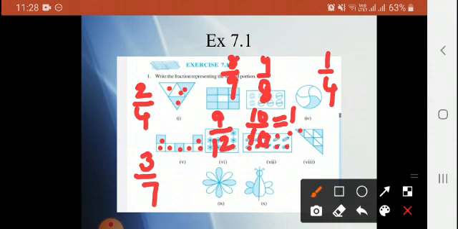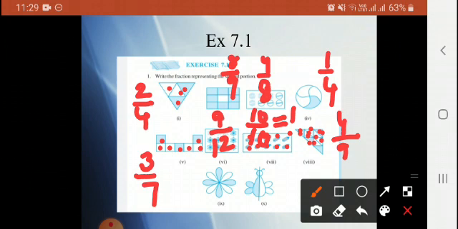Eighth part, count the total number of equal parts into which the figure is divided. It is 1, 2, 3, 4, 5, 6, 7, 8, 9. I counted once again: 1, 2, 3, 4, 5, 6, 7, 8, 9. There are 9 equal parts, and out of 9 equal parts 4 are shaded. So the answer is 4 upon 9.